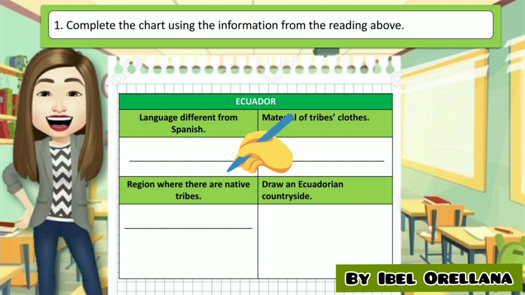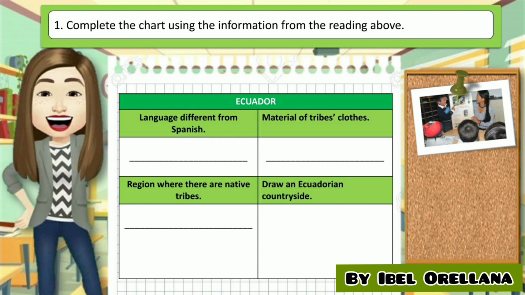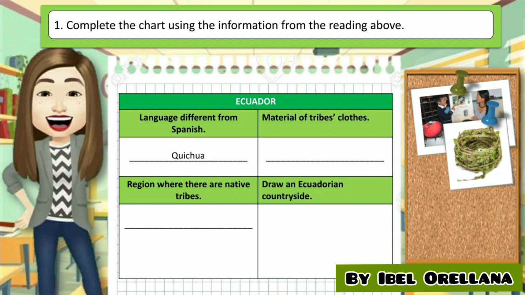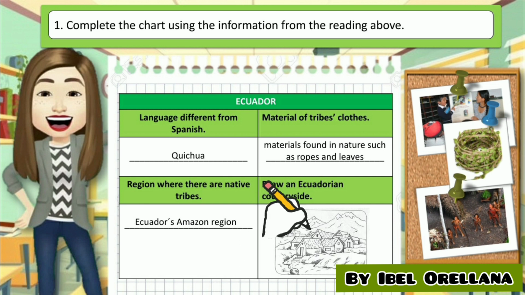Activity 1. Complete the chart using the information from the reading above. Ecuador. Language different from Spanish. The answer according to the previous reading is Quechua. Material of tribes' clothes: materials found in nature such as ropes and leaves. Region where there are native tribes: Ecuador's Amazon region. Now draw an Ecuadorian countryside.